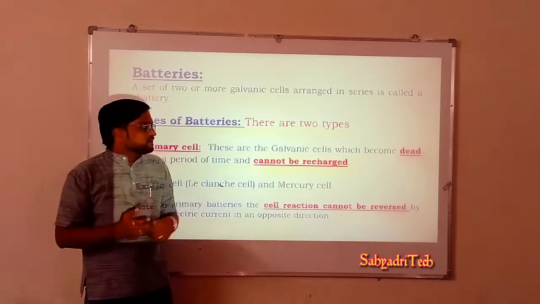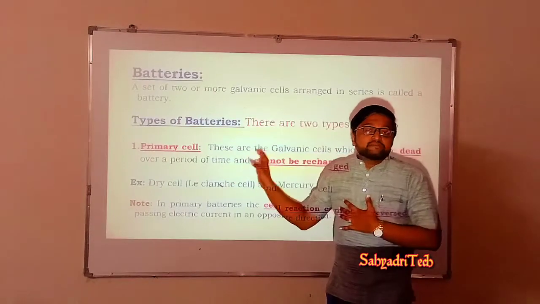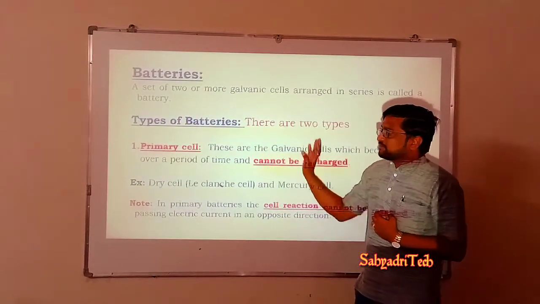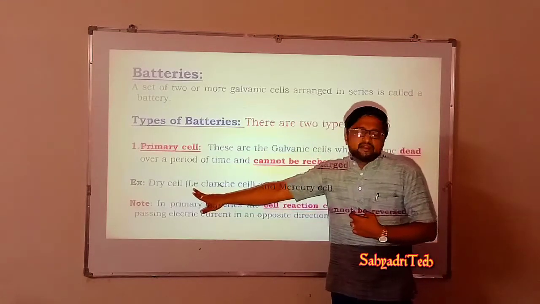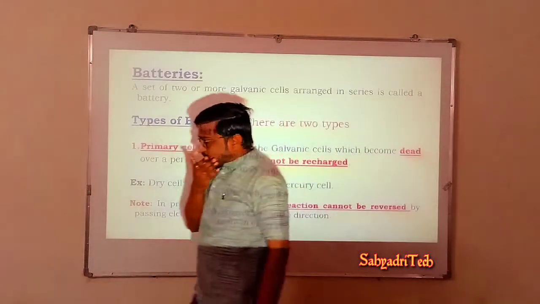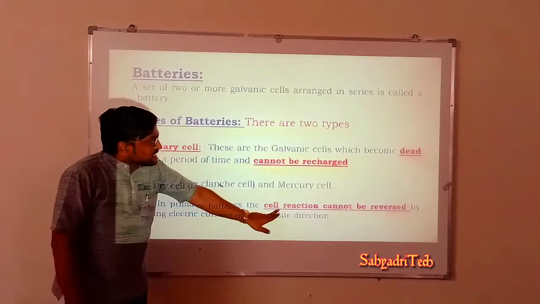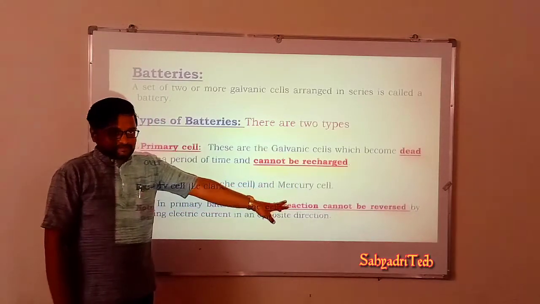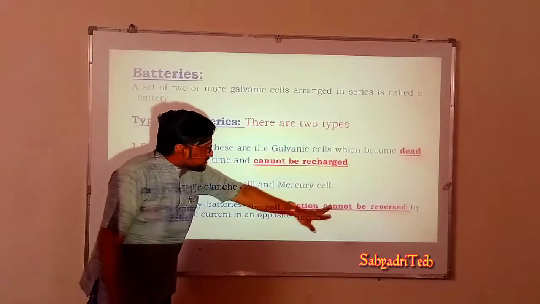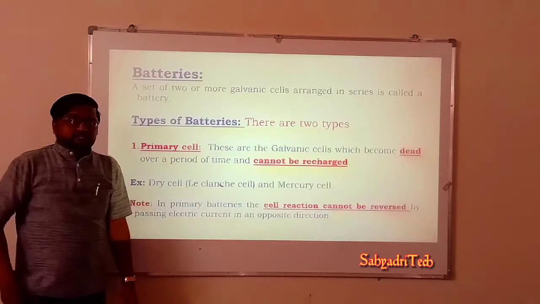Okay, so what we say here, the primary batteries are the galvanic cells which become dead over a period of time and cannot be recharged. Examples of primary batteries: dry cell and mercury cell. And here the important thing to note is that in primary batteries the cell reaction cannot be reversed by passing electric current in the opposite direction.